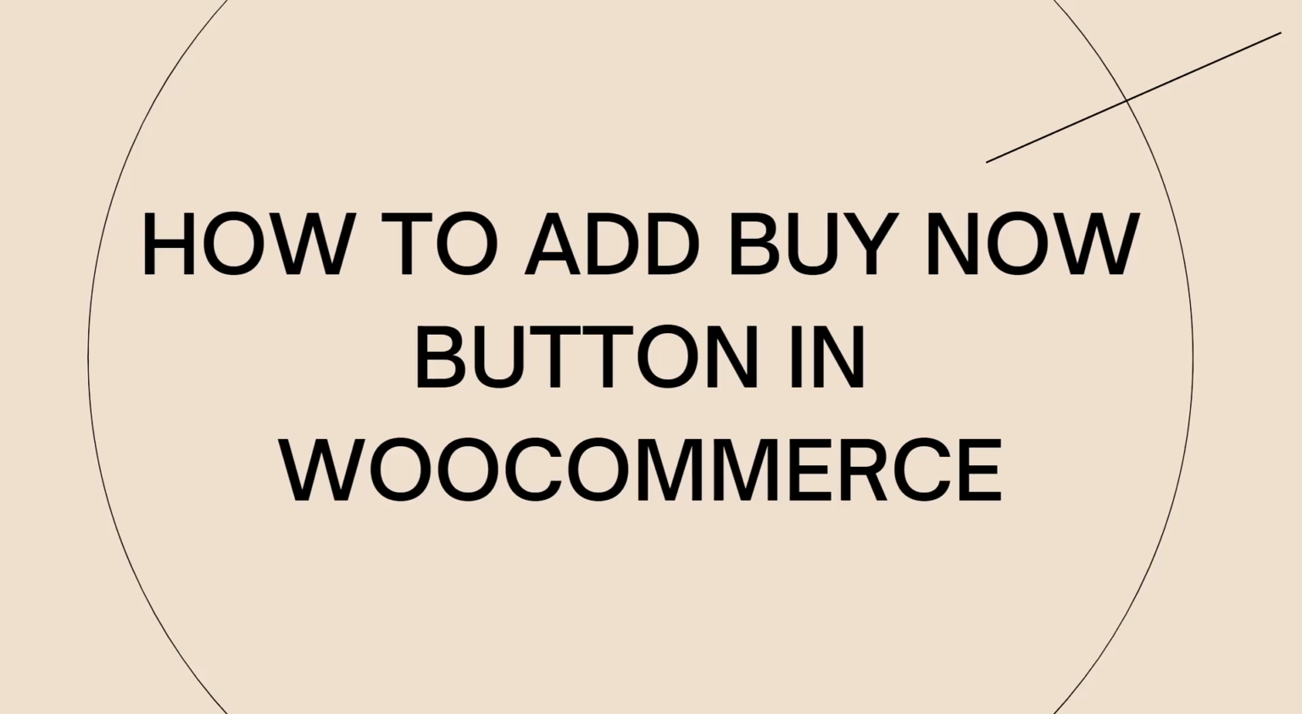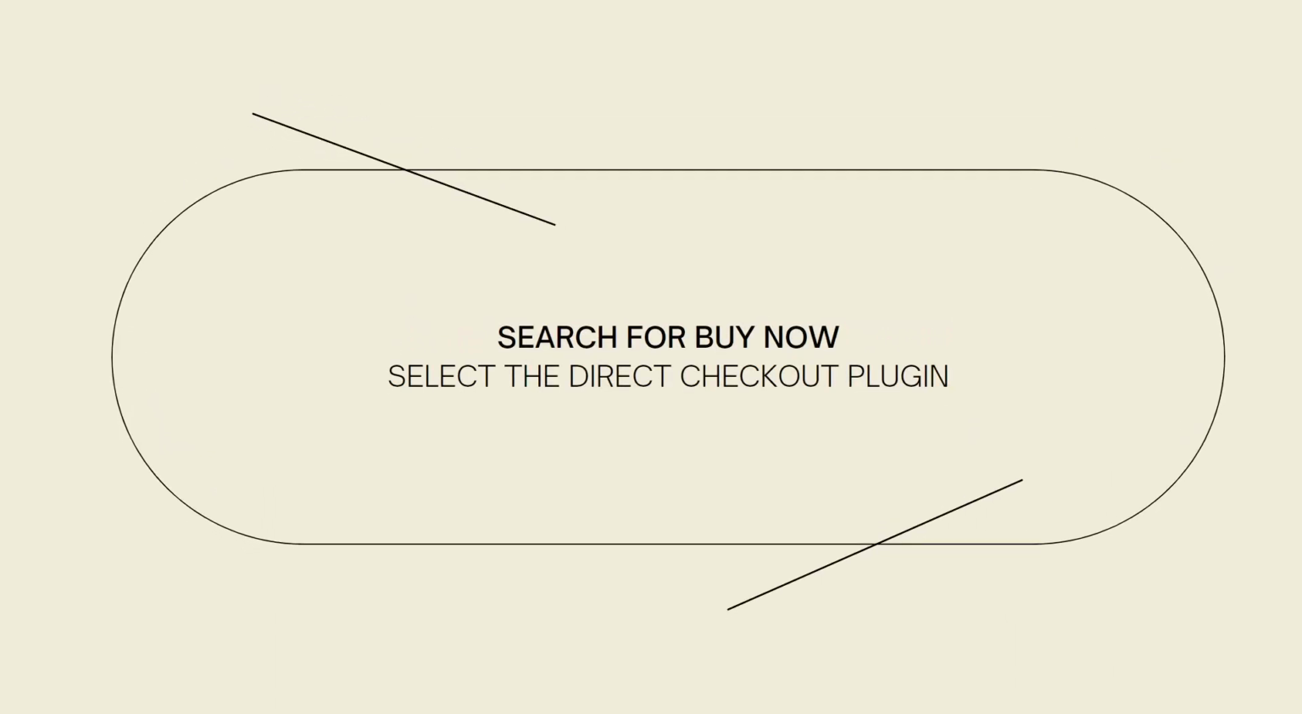First of all, go ahead and open your WordPress. Once you've done that, click on the plugin section at the left side of your screen and click on the add new plugin option. Then search for buy now and select the direct checkout plugin.